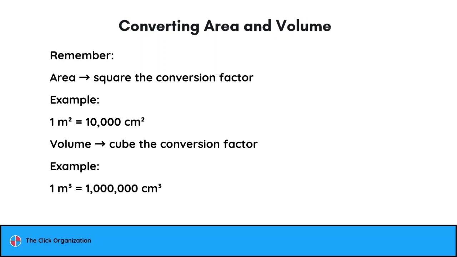Volume has three dimensions, so we cube the conversion factor. That means 1 cubic meter equals 1 million cubic centimeters. A common mistake here is forgetting to square or cube the conversion factor, so always try to pay attention to whether you're converting length, area, or volume.